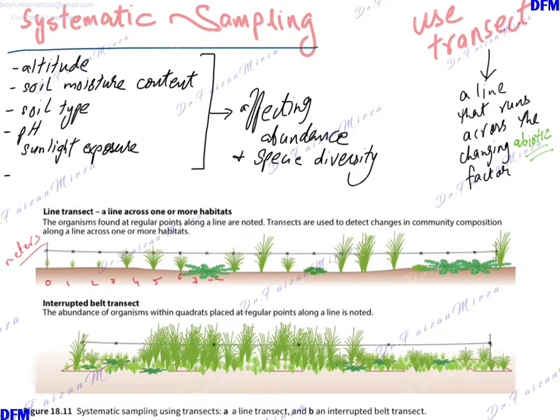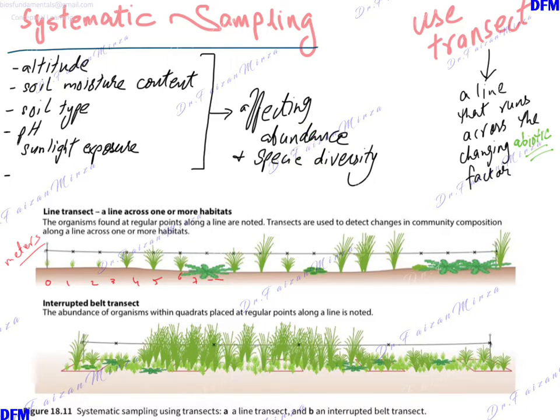I'm discussing with you the details regarding the kite diagram and how systematic sampling is carried out. Systematic sampling is carried out for assessing biodiversity in a region when there is a changing abiotic factor across the region where you are carrying out the sampling. For example, the altitude is changing, soil moisture content is changing, or soil type, pH, sunlight exposure, or terrain is changing. So any physical factor which is affecting the abundance and the species diversity in that region.